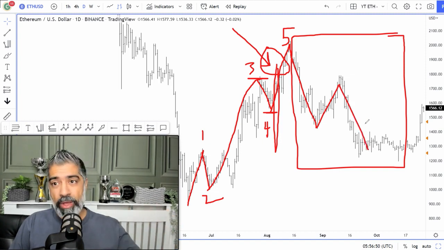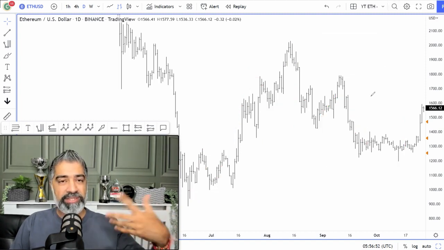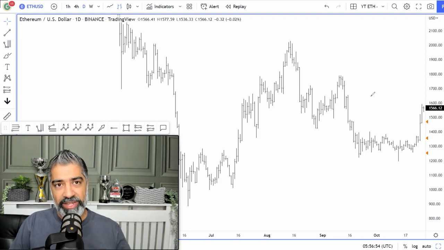This is the value of Elliott wave. It allows you to see the future. It's the closest thing that you're ever going to get to a crystal ball, right? A crystal ball. And Elliott wave is very, very powerful.